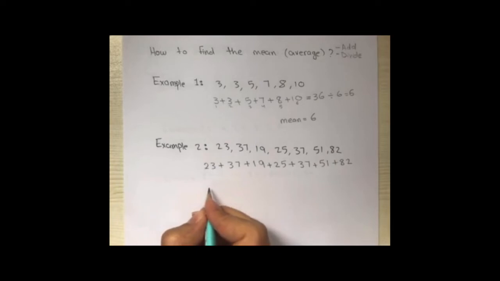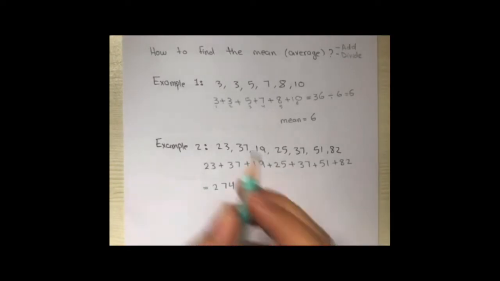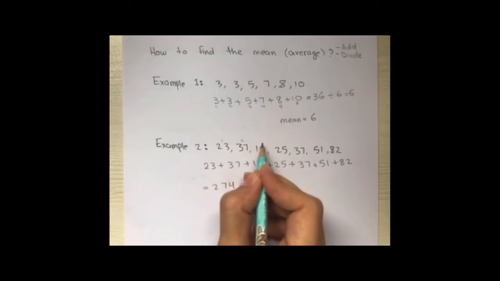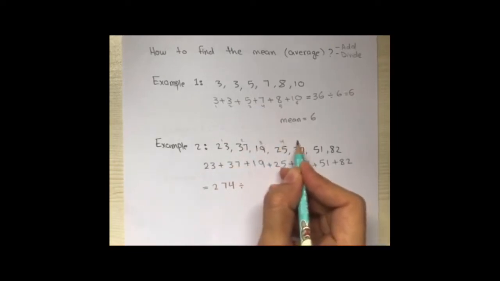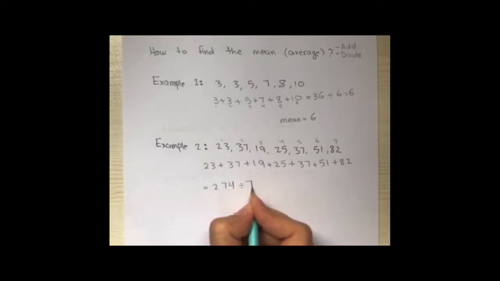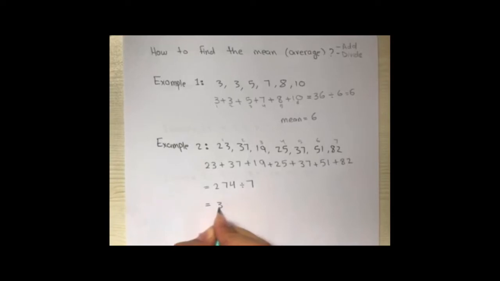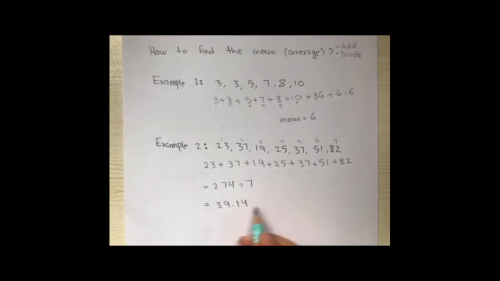If you add all these, you will find it's equal to 274. Then you will divide it by how many digits you have in your data. You can count them: 1, 2, 3, 4, 5, 6, 7. So we divide by 7. The answer equals 39.14. There are many decimal places, but it's enough to write only 2 decimal places.